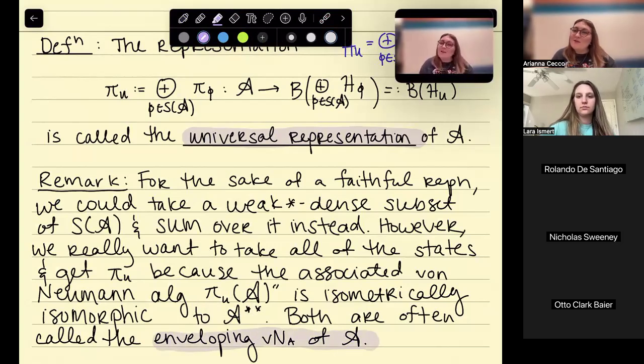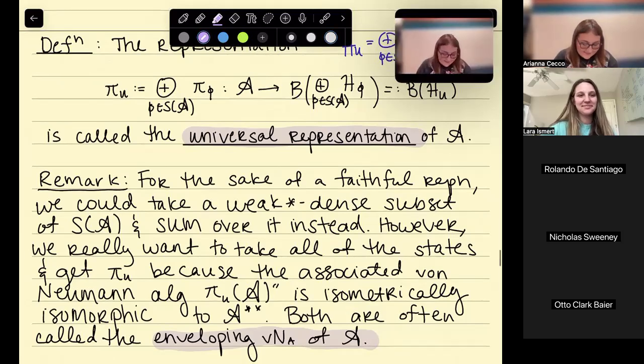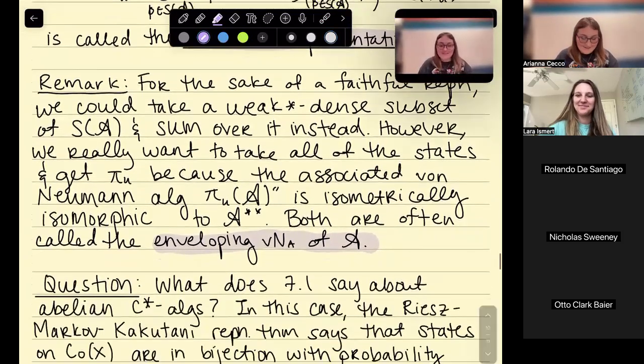Is it enveloping or enveloping? I think it's enveloping. I think it's enveloping too, but okay. Just wanted to make sure.